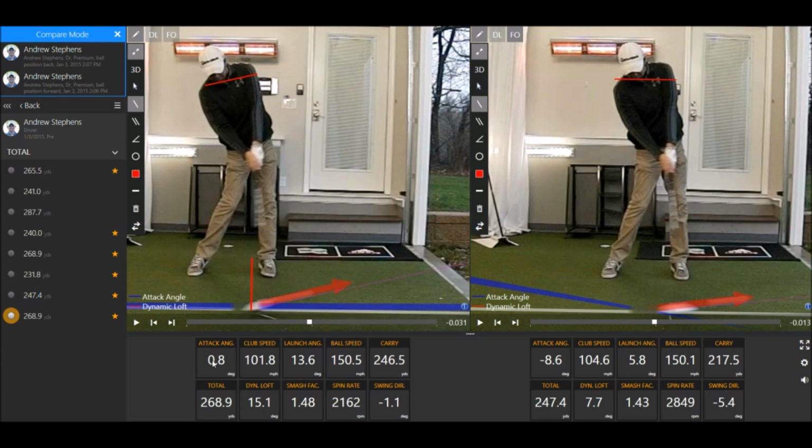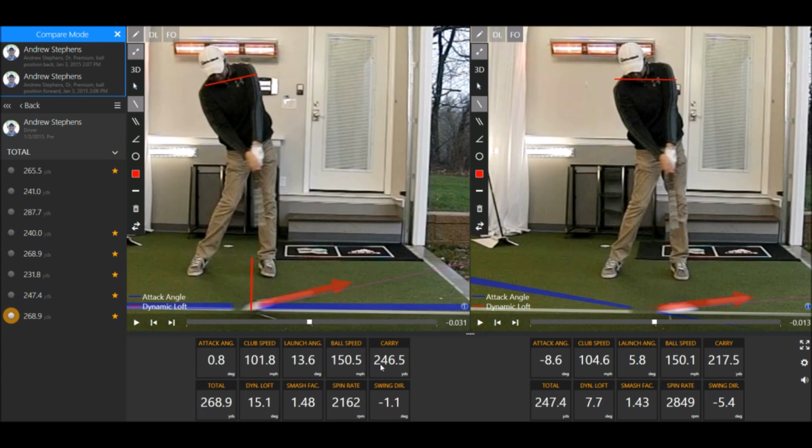With the swing on the left, when the ball is more forward, I was able to hit up on the golf ball slightly. So our differences are roughly 8 degrees less launch angle when the ball is further back here. Ball speed remained pretty constant, but because of the extra launch angle and decent spin rate here, I was able to carry this golf ball almost 30 yards farther and pick up about 20 yards more of distance.